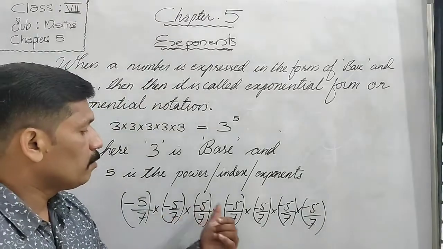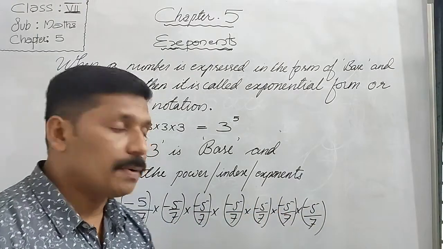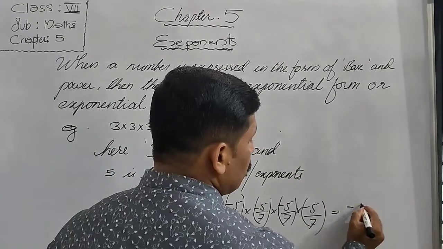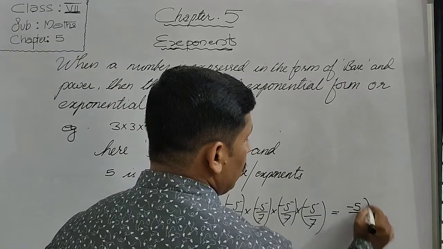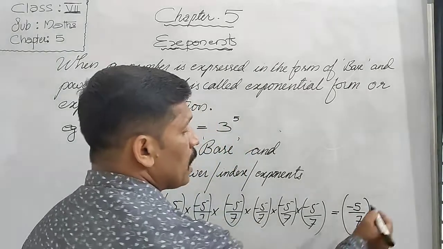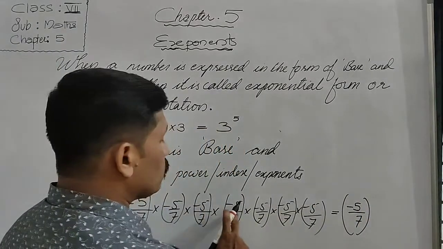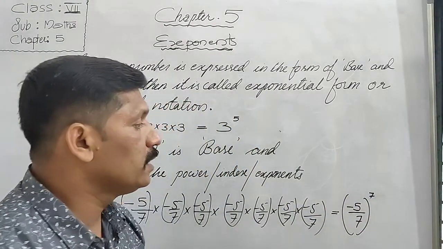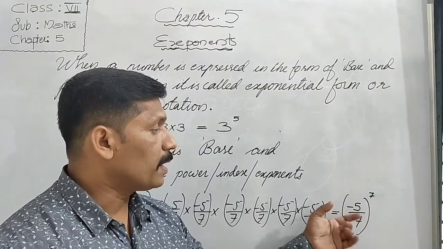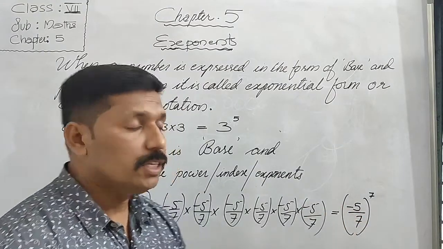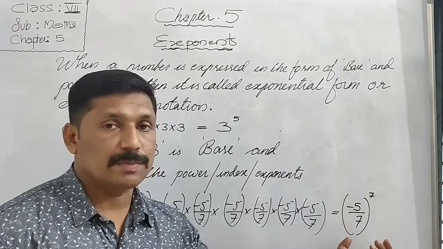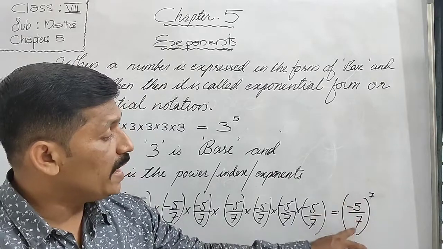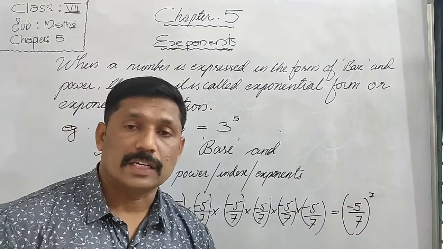Here 1, 2, 3, 4, 5, 6, 7 times it is multiplied to itself. So the 7 will become the power or index, and the number that we multiply will become the base. So here base is negative 5 upon 7 and power is 7, because it is multiplied 7 times, and the power should be written at the right top corner of the number in small numbers. Okay, so this is the way of representing a number in exponential form, and this form of expressing a number in the form of base and power is called exponential form.